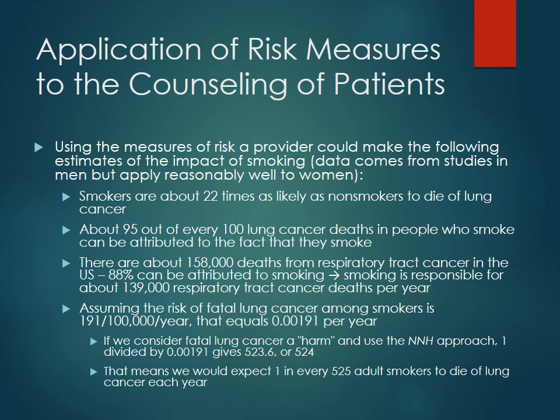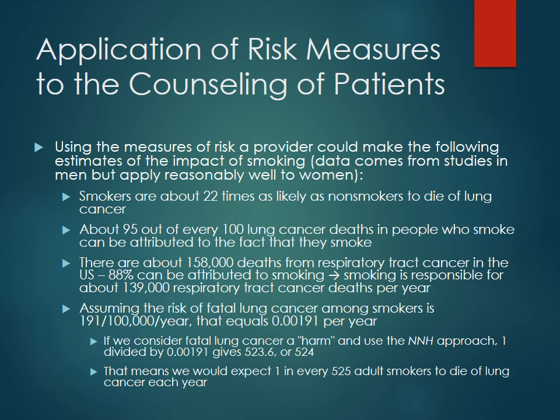And so say there's about 158,000 deaths from those respiratory tract cancers in the US, 88% of which would be attributed to smoking. So in this case, we know that 89% of 158,000 would be about 139,000 of those deaths per year. And so assuming that your risk of fatal lung cancer among the smokers is say 191 per 100,000 per year, that basically works out to be 0.00191 per year. So using that number, because that number by itself would not be super useful for talking to your patients, if you were to take the reciprocal of that, because saying that it would be your risk, or in this case the harm, by dividing by that 0.00191, the reciprocal of that basically comes out to be about 524.